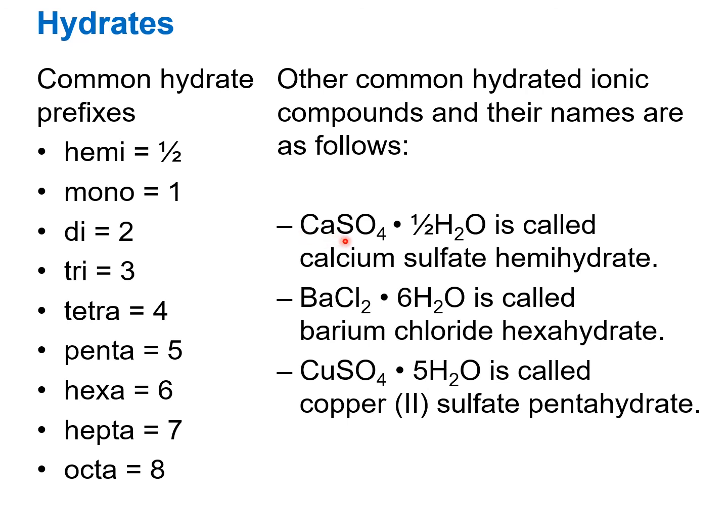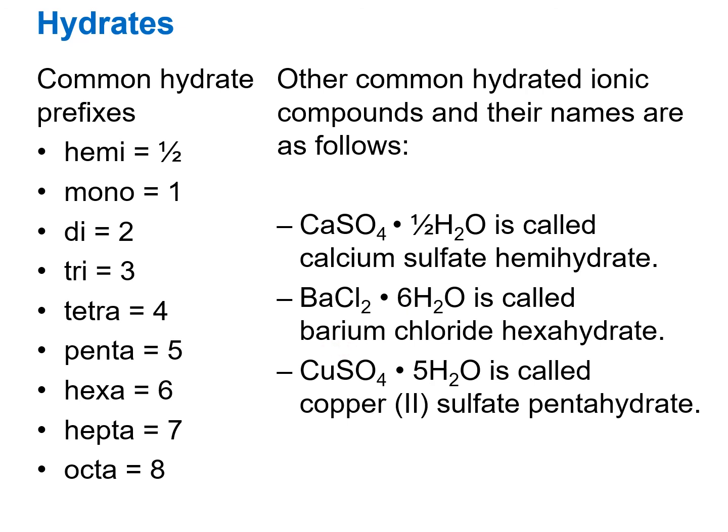So if we saw something like this, how would we name it? Well, we would name this portion as we had been working with everything else, and we would call it calcium sulfate, but then we would have to add this. That 1/2 gets called hemi, and this water gets called hydrate, and there it is right there. Calcium sulfate hemihydrate. What about this character? Well, Ba stands for barium. Our chlorine would be chloride. 6 is hexa. This is hydrate.